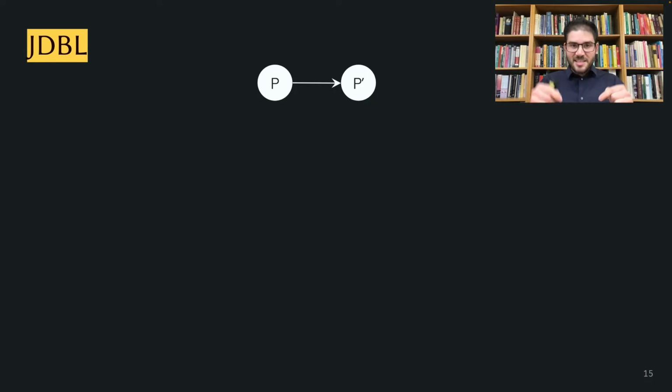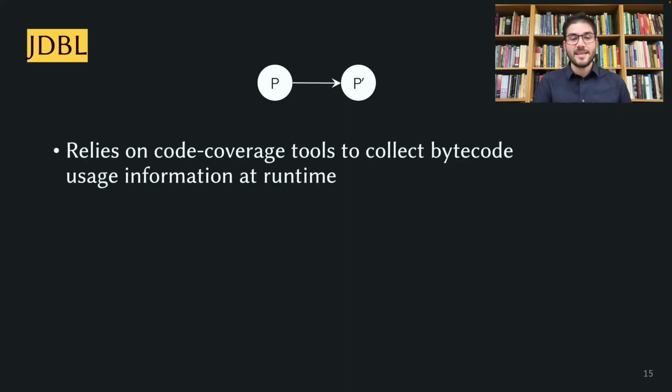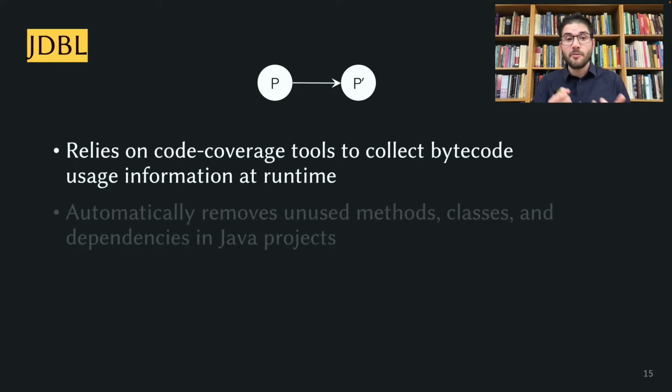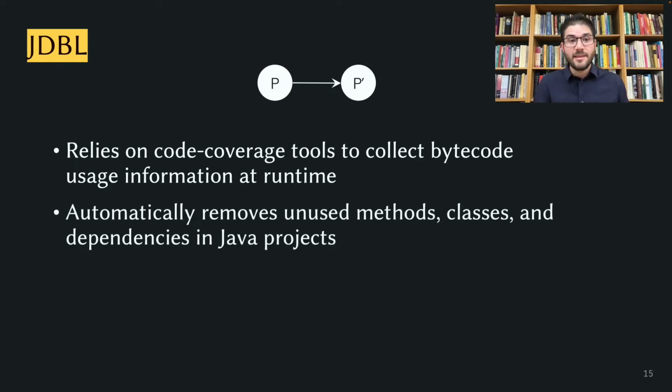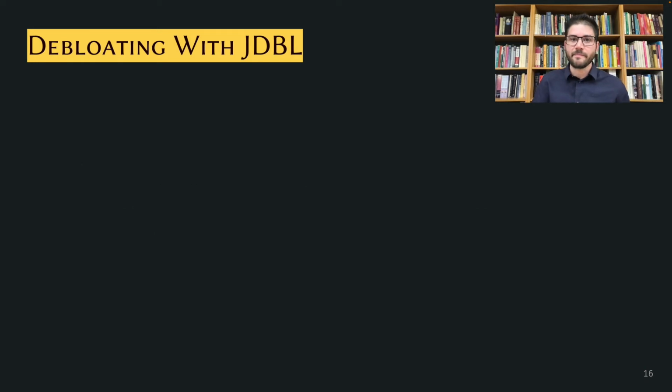Well, in this work, we have built such a tool that automatically transforms a project P into a debloated version that only contains the parts of P that are actually necessary to execute a certain workload. Our tool is called JDBL, and it relies on existing code coverage tools to collect bytecode usage information at runtime. JDBL is capable of removing methods, classes, and dependencies in Java projects that build with Maven.